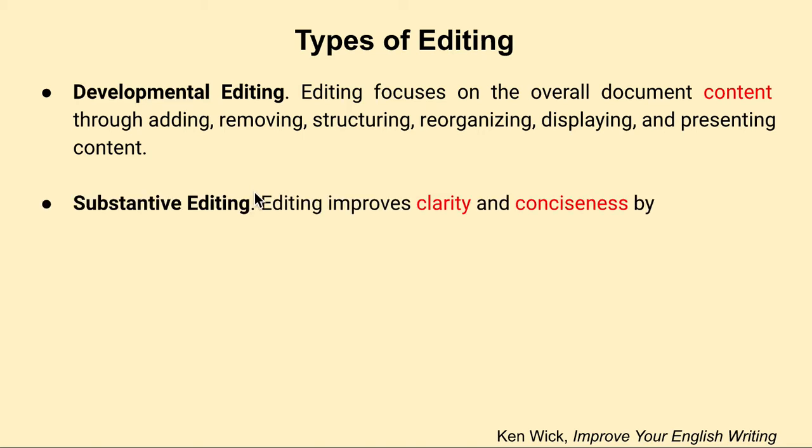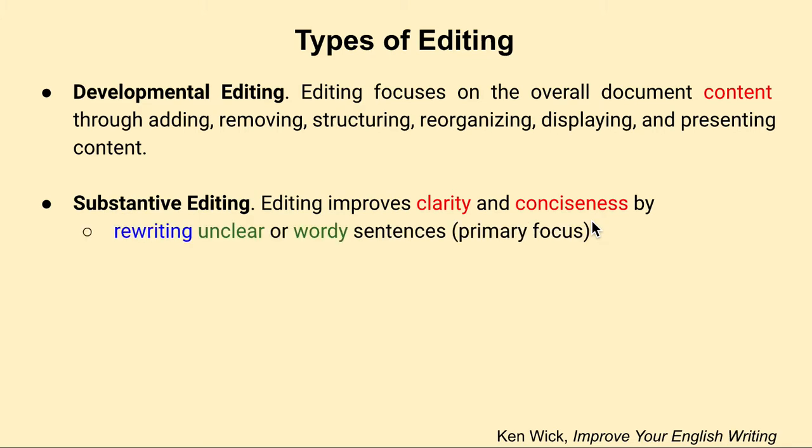Then there's substantive editing, and this improves the clarity and conciseness of the text by rewriting unclear and wordy sentences, which is the primary focus. So as you can see, we went from the overall text and have now moved down to the sentence level. You can also reorganize poorly written paragraphs. In developmental editing, you would just tend to move paragraphs around, like the order of the paragraphs. But here you're actually rearranging the sentences inside the paragraphs. That could occur here, but typically rearranging sentences inside paragraphs occurs at the paragraph level.